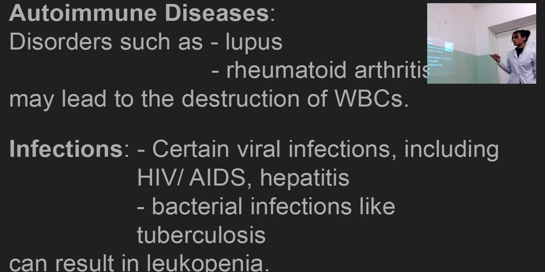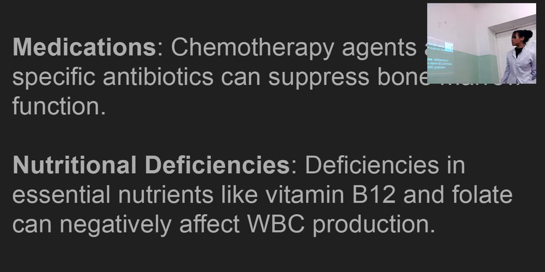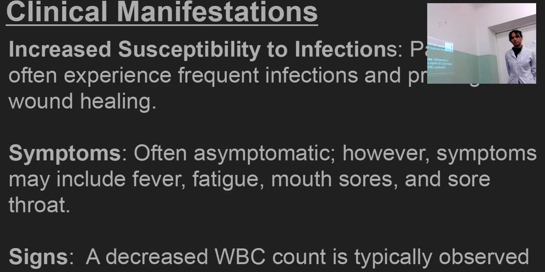And more causes, we have autoimmune diseases like lupus and rheumatoid arthritis, which destroy white blood cells. We have infections, viral like HIV and hepatitis, and bacterial like tuberculosis or TB, which cause leukopenia. Then medications, chemotherapy agents, and specific antibiotics can suppress bone marrow function and can lead to leukopenia. Nutritional deficiencies like vitamin B12 or folate can affect white blood cell production, leading to leukopenia.